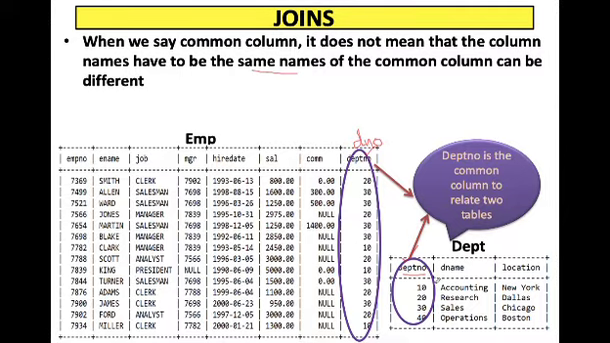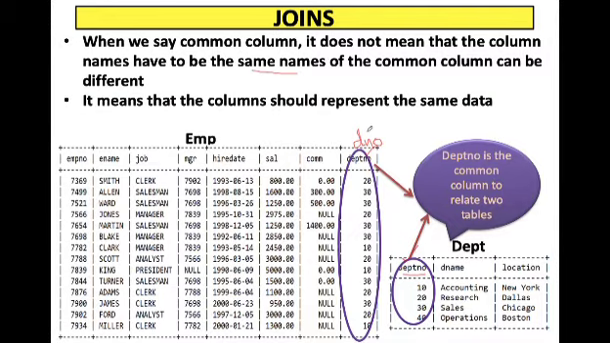Whenever we want to relate two tables and we want to keep a common column between them, it's not necessary that the name of that common column should be the same. It can have a different name also. Like in the dept table we can have dept number, and in the emp table we can have the D number name for that. So the common column need not have the same name in both the tables which are being joined.